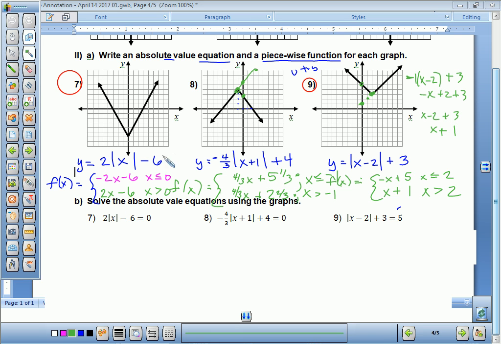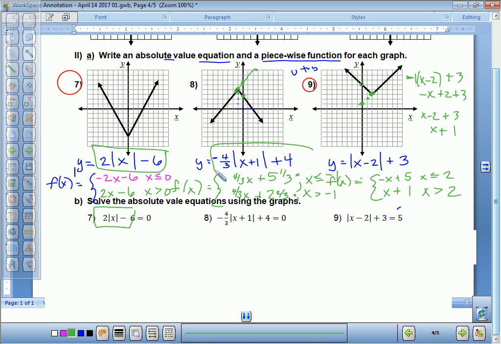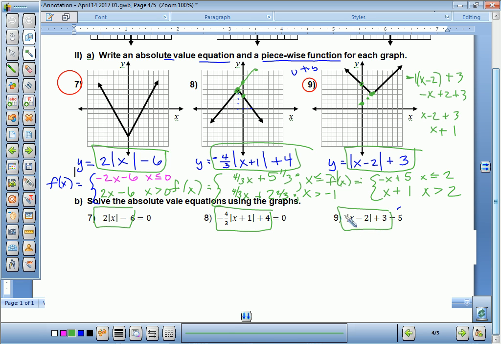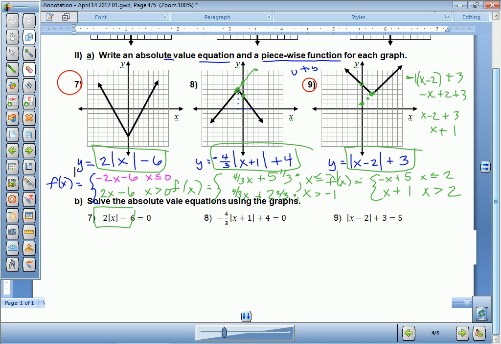How many of you noticed that the equation we came up with here is the same as that? And the equation we came up here is the same as that. And the equation we came up right here is the same as that. So what that means is we can use these graphs to help us check our work algebraically. Did that on purpose. Okay, so let's take a look at the first one.